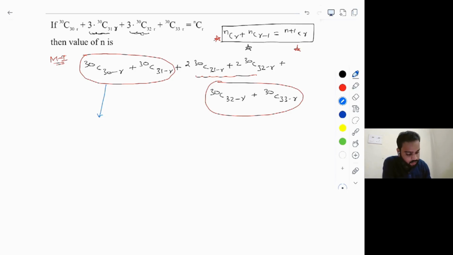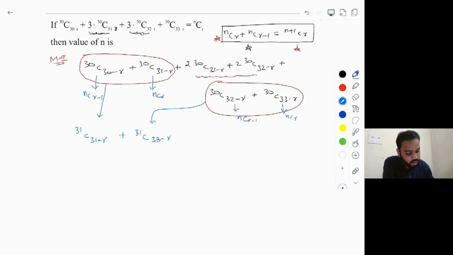So for this one, nCr plus nC(r-1). This is like nCr, whereas this term here is like nC(r-1). So what is our formula for this one, (n+1)Cr, which will give you 31C(31-r). And in a similar way, I will try to solve this one also simultaneously. Once again, this term here is like nCr and this term here is like nC(r-1). And once again, what is our formula? (n+1)Cr, that is 31C(33-r). Okay.